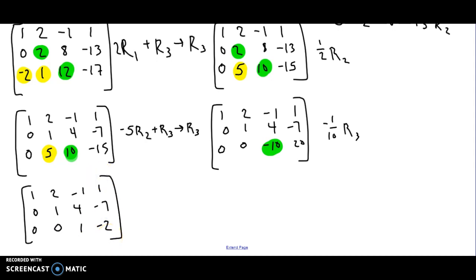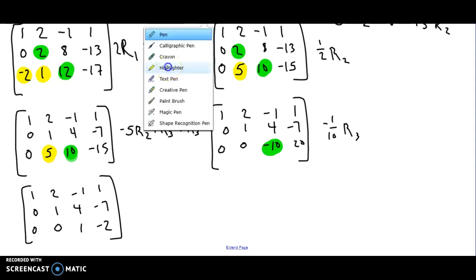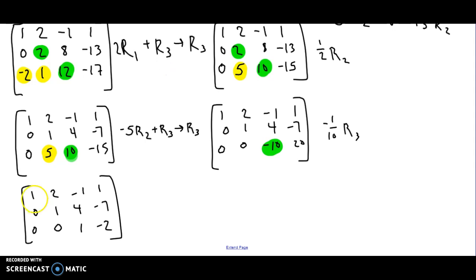So if you look at this, we have satisfied everything, being that we have all values of 1 for our row echelon form. So there's 1 right here. All of our 1s are in row echelon form. And then all of the values below it are 0.